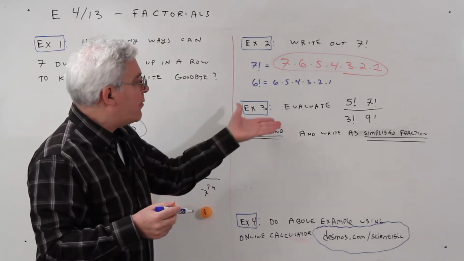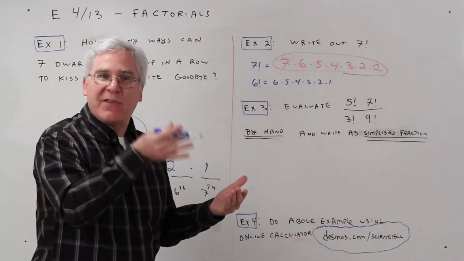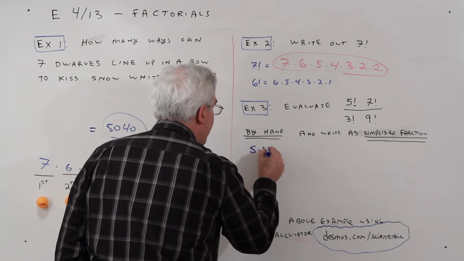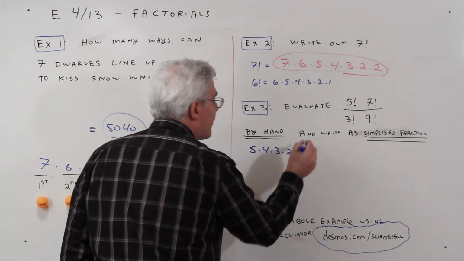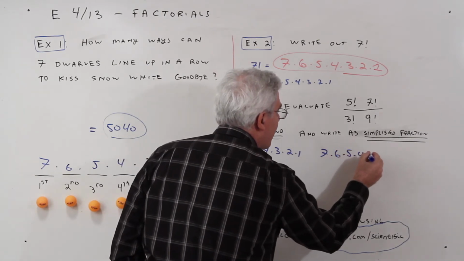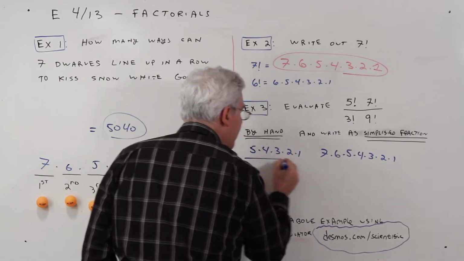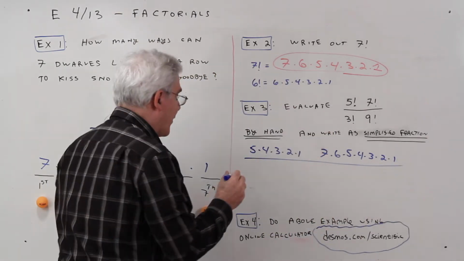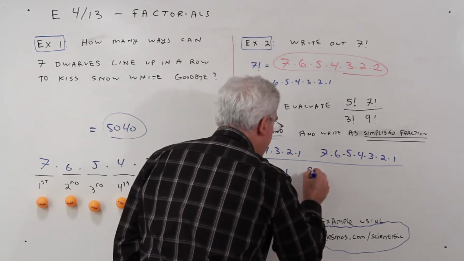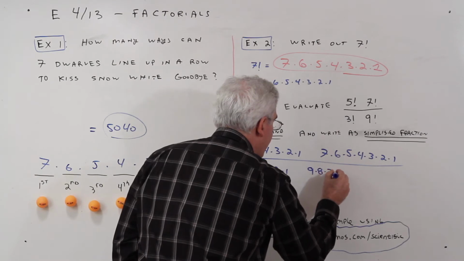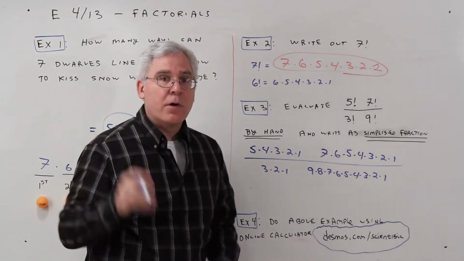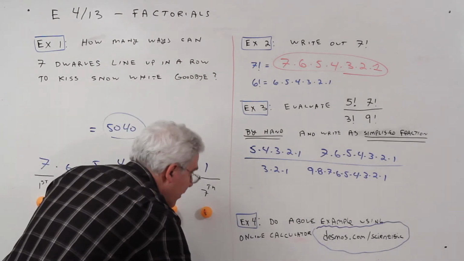All right, so what I'm going to do is just write out the factorials and basically cancel top and bottom. So 5 factorial is 5 times 4 times 3 times 2 times 1. 7 factorial, 7 times 6 times 5 times 4 times 3 times 2 times 1. All divided by 3 factorial, 3 times 2 times 1, and 9 factorial. 9 times 8 times 7 times 6 times 5 times 4 times 3 times 2 times 1. Whew! Once you do that, it's pretty easy.